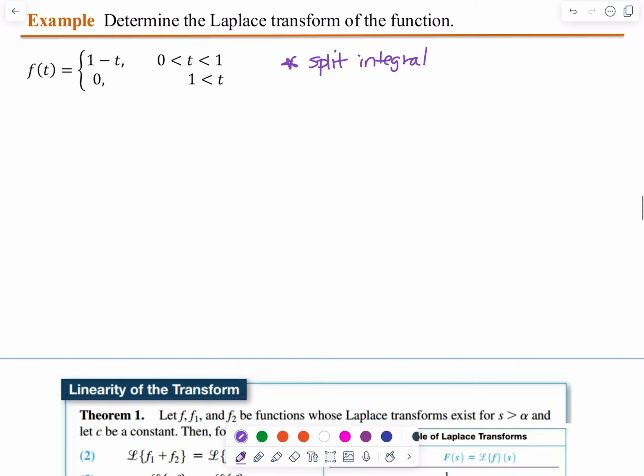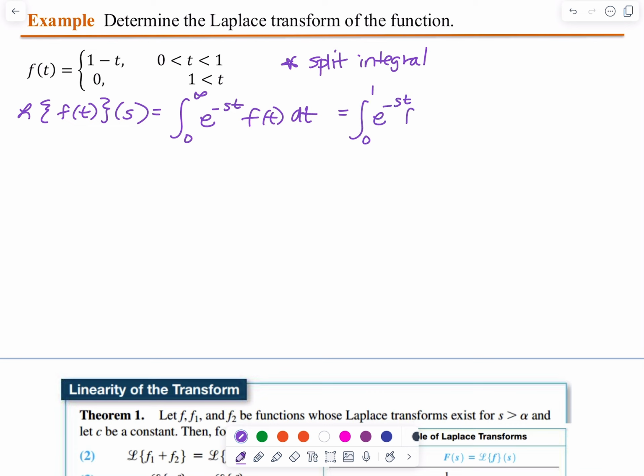Okay, so we have the Laplace transform of f of t of s. And we're going to have that integral from 0 to infinity of e to the negative st multiplied by our f of t dt. Now here is where we're going to split that integral. We're going to say that's the integral from 0 to 1 of e to the negative st f of t dt.